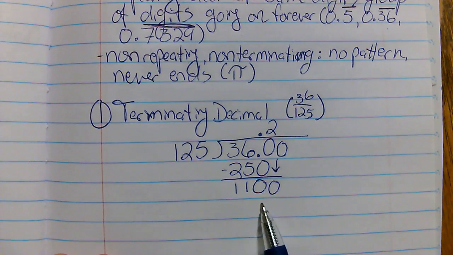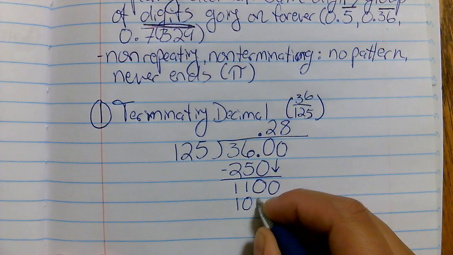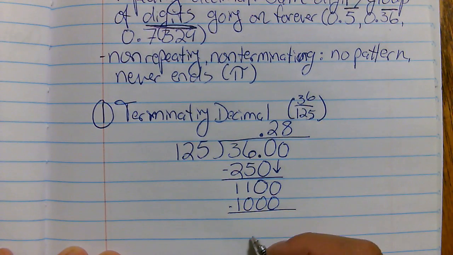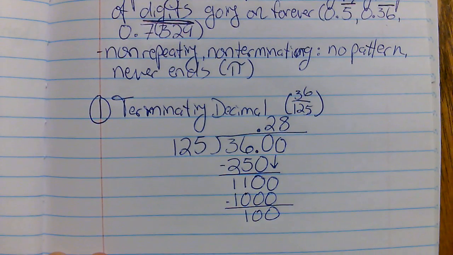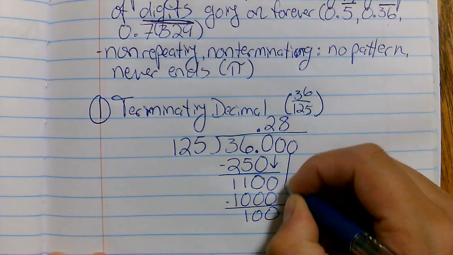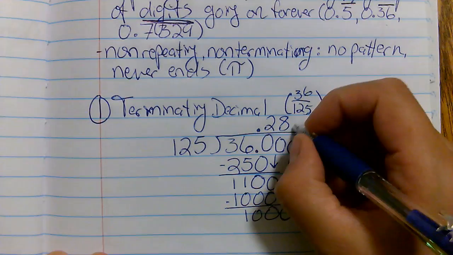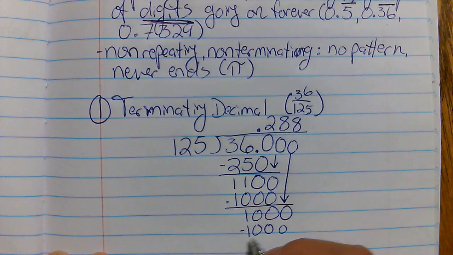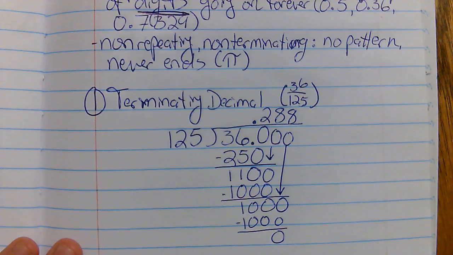So you can always pull down another 0. So 125 will fit into 1,100. That's going to go in 8 times. And that's going to equal a nice even 1,000. So when I subtract, I get 100. And I'm going to go ahead and pull down my next 0. And 1,000, I already know, goes in 8 times. So once I'm done, I get a nice big 0. I don't have to pull down anything else because I'm done dividing.